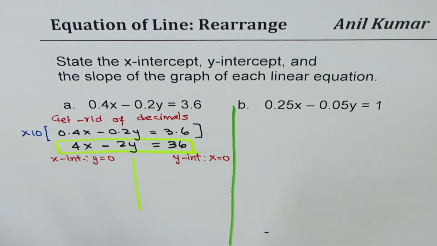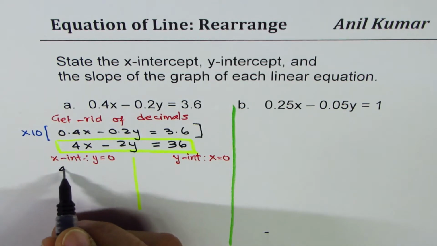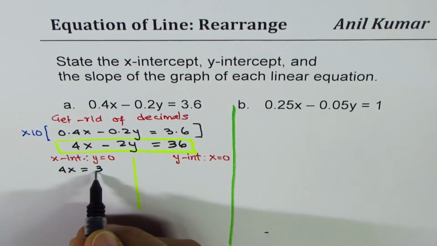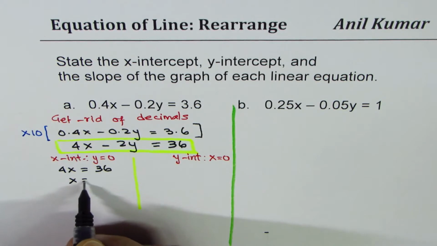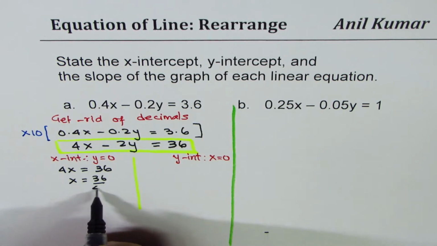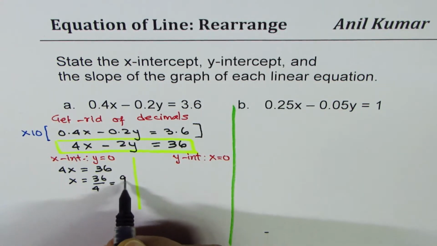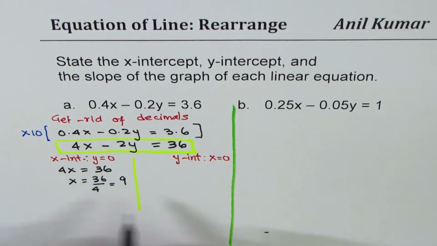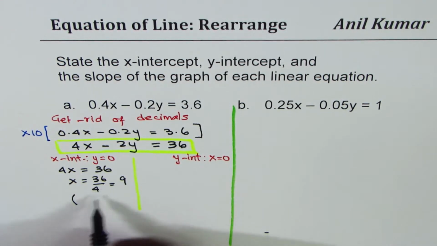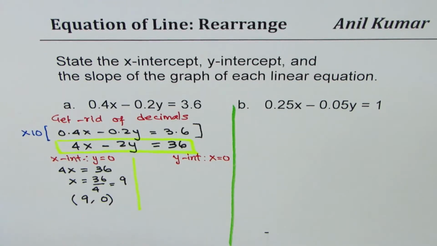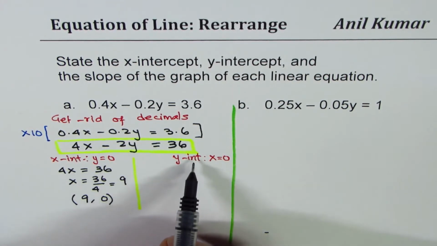I'm equating y to 0 here. I get 4x equals 36. So x equals 36 divided by 4 and that is 9. So we have an x-intercept. The coordinates of x-intercept should be 9 is the x value, 0 is the y value. Is that correct?